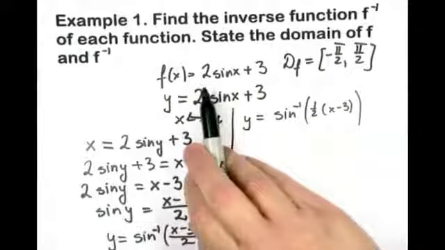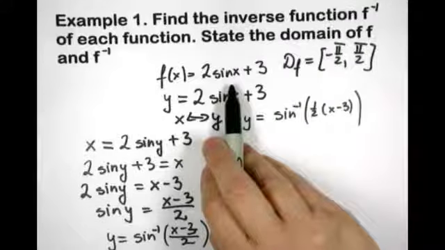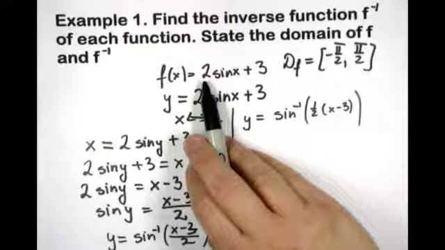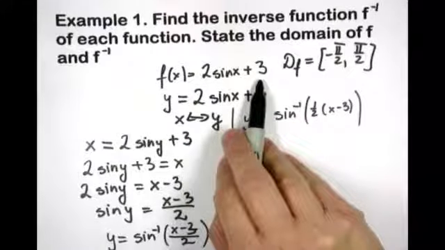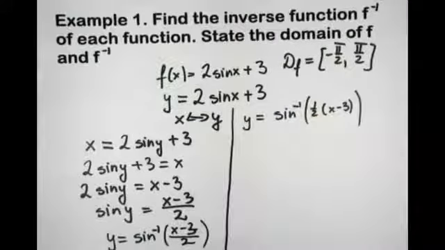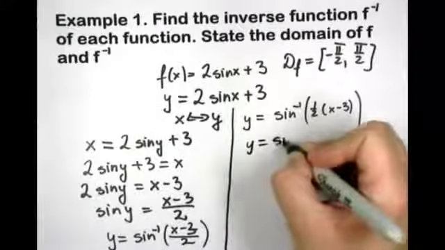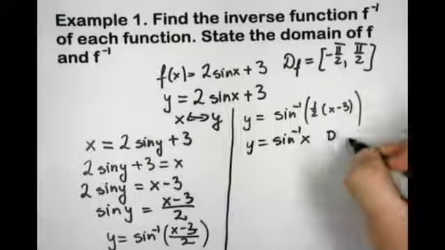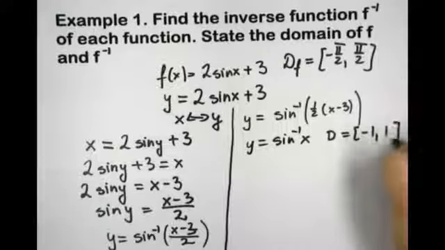Now, we need to check if we have any transformation that would move this function. Number 2 is a vertical stretch, which doesn't change the domain, and number 3 is a vertical shift, which doesn't change the domain. So the domain of the original function is the restriction of the sine function so that the inverse exists: minus pi over 2 to pi over 2. Now, the domain of the inverse, of y is equal to sine inverse x, is minus 1 to 1.